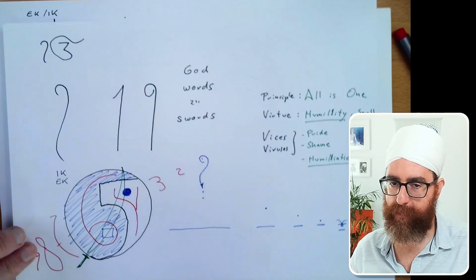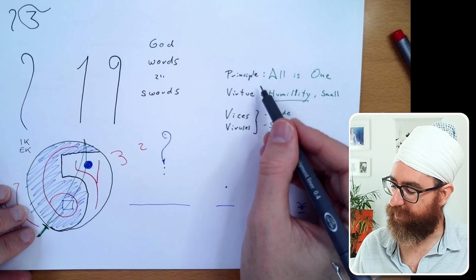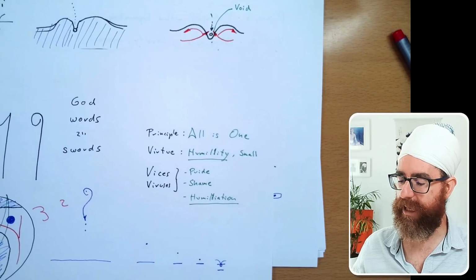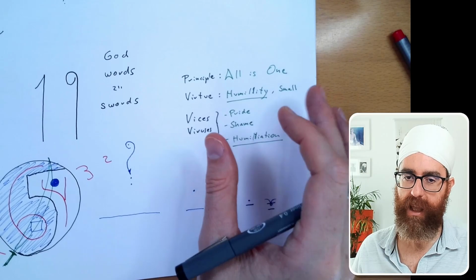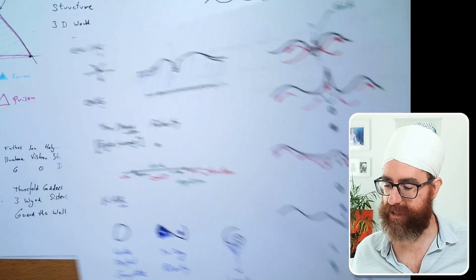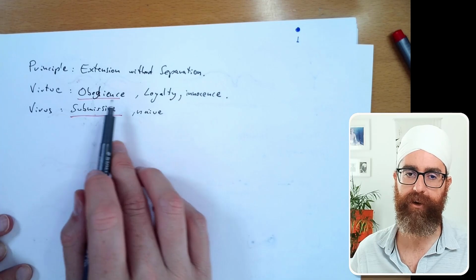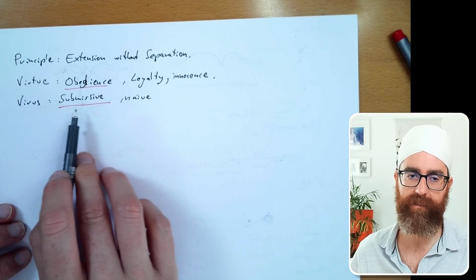And the first principle, humility, the principle is always one, implies that even if we perceive separate things, even if we perceive some extensions from this, they are connected, they are extensions from the one. Whatever comes after is an extension of the one, and there is no separation. This was the principle. Therefore, you can be obedient and loyal to the origin, or then you can be submissive, naive.